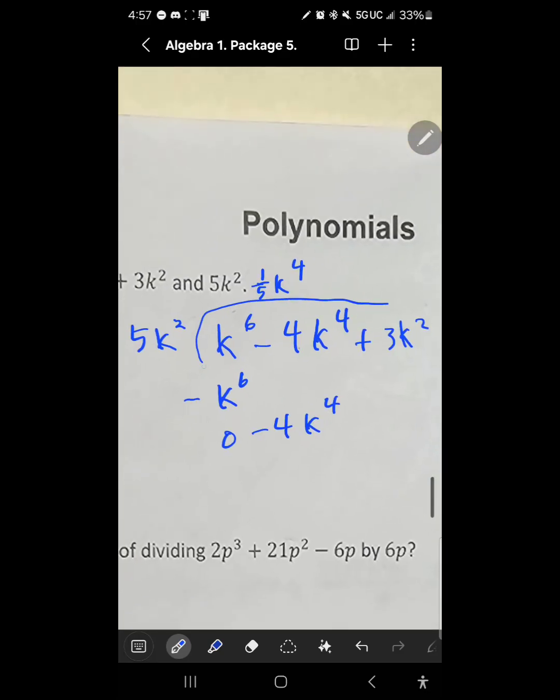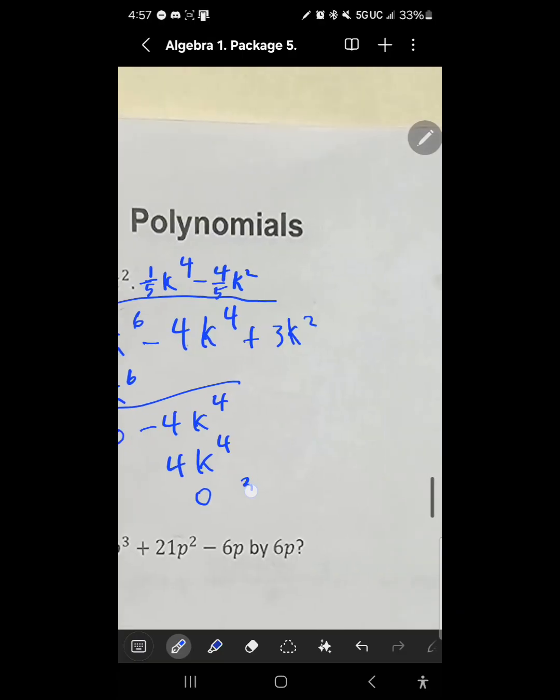Now negative 4 divided by 5 is negative 4 over 5. And then k4 divided by k2 is k2. So here we multiply, and we have a negative 4k4. Once again, we add a negative here, so this becomes positive, and this also 0. Then we have a 3k squared here.